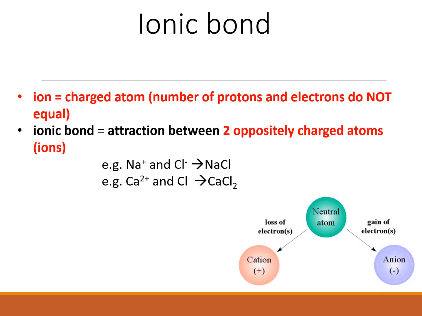Let's take a look at the ionic bond first. An ion is a charged atom. The number of protons and electrons do not equal one another. So an ionic bond is an attraction between two oppositely charged atoms, or two oppositely charged ions. For example, positively charged sodium will form an ionic bond with negatively charged chlorine to end up with sodium chloride. Positively charged calcium and negatively charged chloride form calcium chloride.